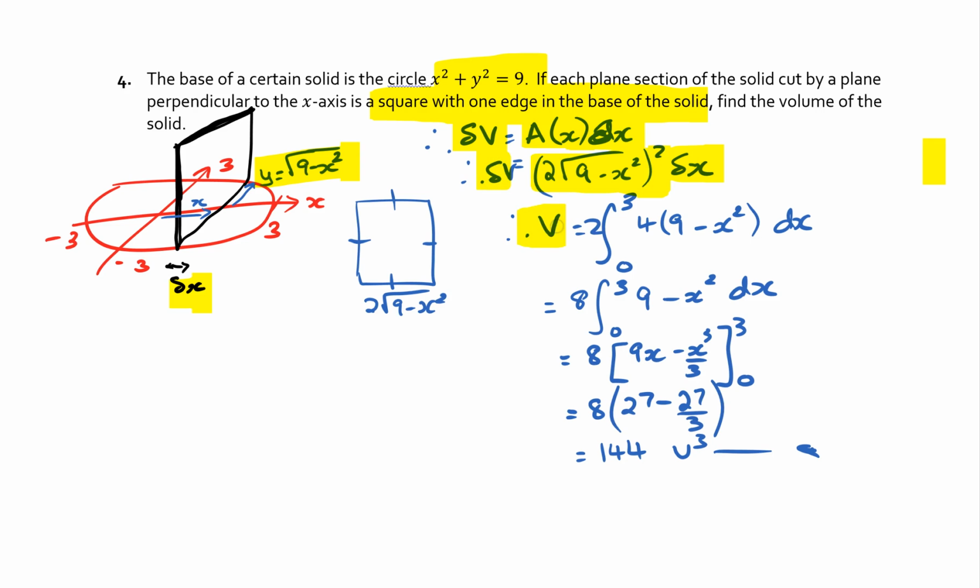Therefore our integral is, and again I'm going to double 0 to 3 rather than going 0 to minus 3 to plus 3, and it's the square of 2 times the square root of 9 minus x squared, which gives us that. Just take the 4 out and get the 8. We've then got this integral, and away we go. So with any luck, 144 cubic units is the volume.